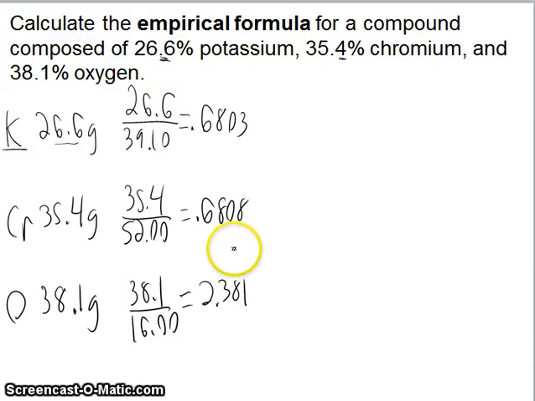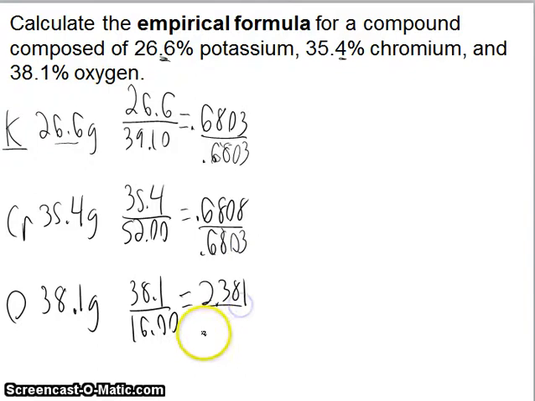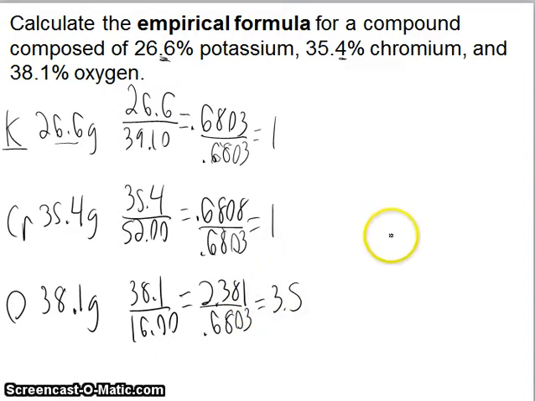The next step is divide by small. So you have these three numbers. You need to divide each one by the smallest of the three, and in this case it's 0.6803. So if you do that each time, then when you divide here you get 1, you divide here, you get roughly 1, and you divide here, you get 3.5. These numbers are what we need.